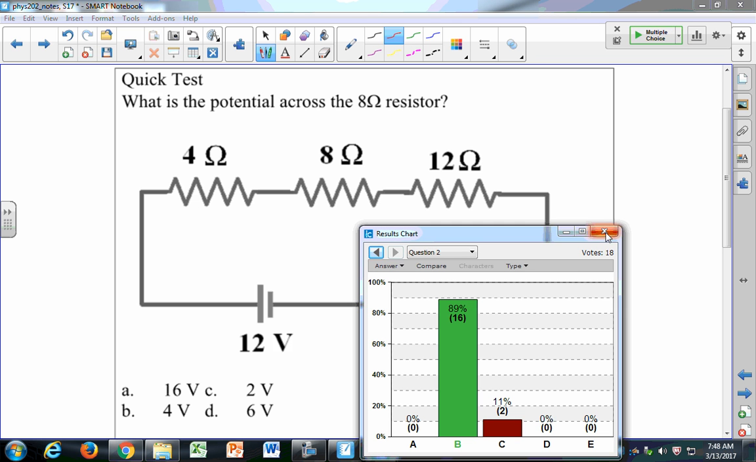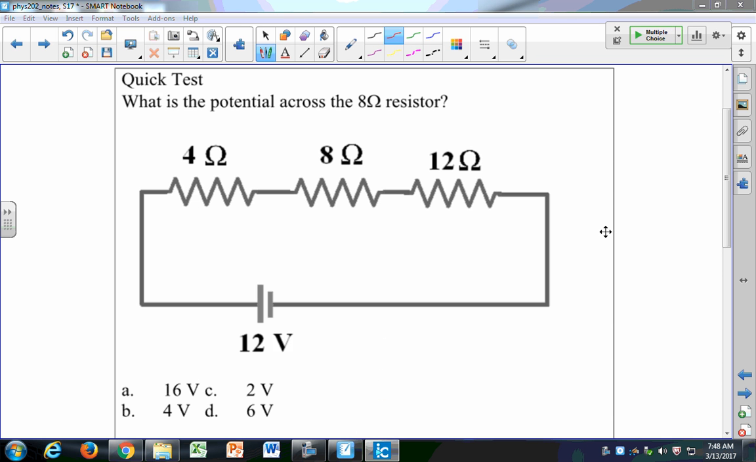Okay, good. B is right. 4 volts. I'll show you how to work it out sort of the long way, but let's look at it and think about how the voltages are distributed. 16 just isn't reasonable. But I know that this voltage has to be twice this voltage. And then I also know that this voltage has to be 1/3 this voltage because of how the resistors are distributed. And so I'm thinking probably 4 because it's sort of a middling number.